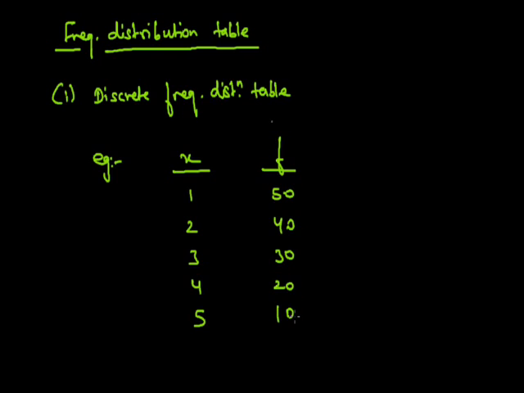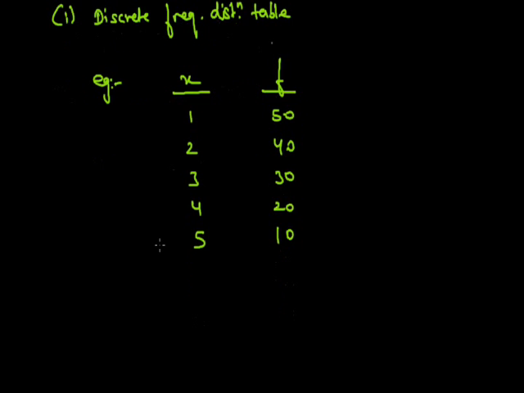If you observe this table, there is an observation 1 and the frequency of that observation is 50. It means that observation is getting repeated 50 times. There is an observation 2 whose frequency is 40, meaning observation 2 is getting repeated 40 times. In the same way, the table is given.